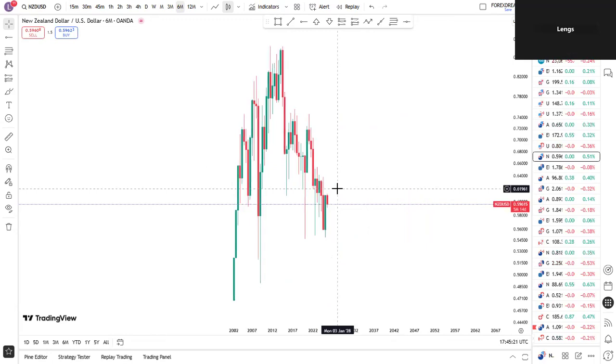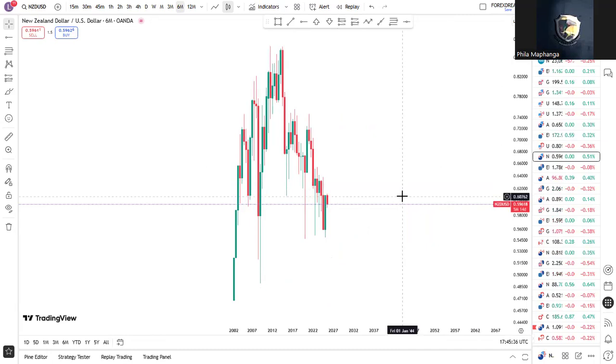No, we can analyze. All right. So as we start to analyze right now, we are on the 6 months chart. What do we do? Where do we go from here? This is the 6 months chart.